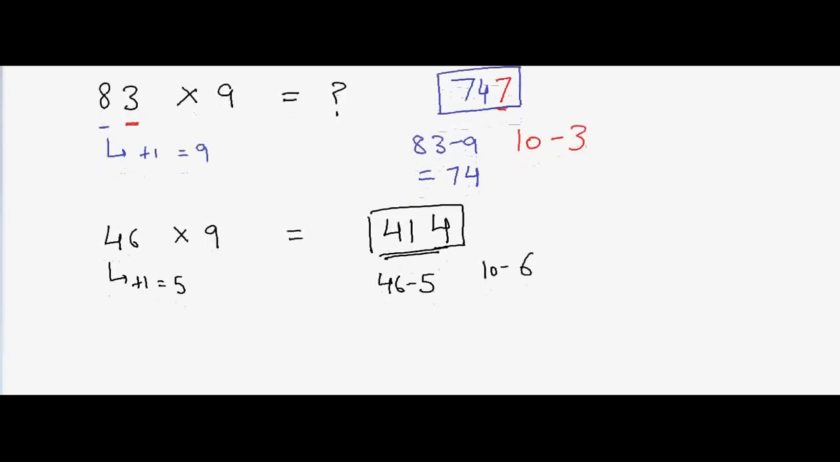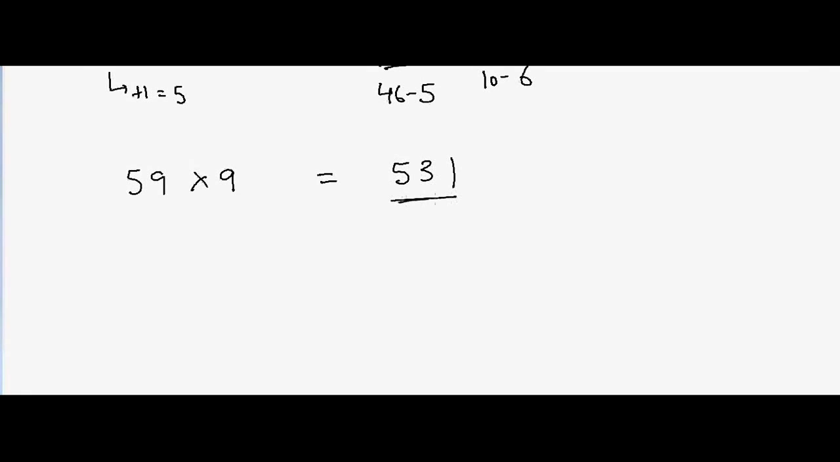Now let's try it faster for some other number. So suppose I have 59 and I want to multiply by 9. In that case 10 minus 9 is 1. So first is 1, and then 5 plus 1 is 6. 59 minus 6 is 53, so 531. So that will be my answer. So you can see that I can do the calculation very fast.